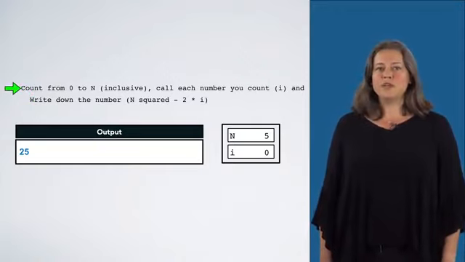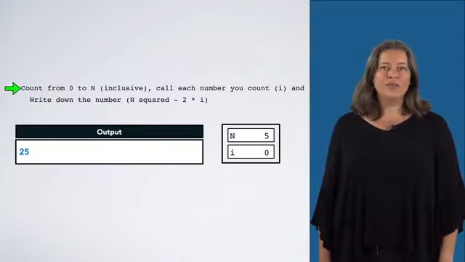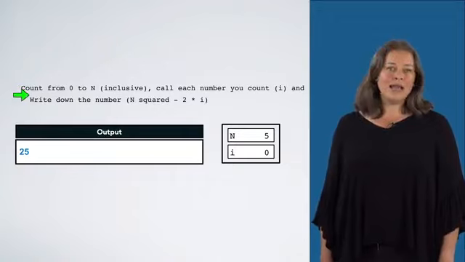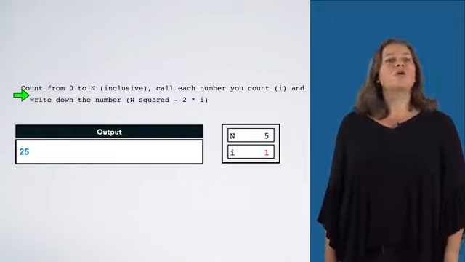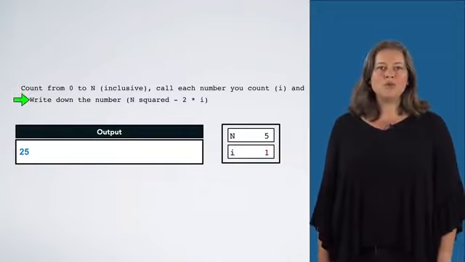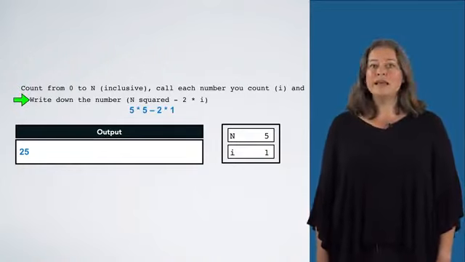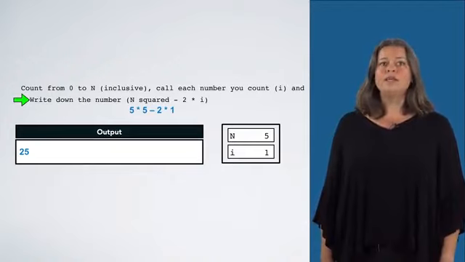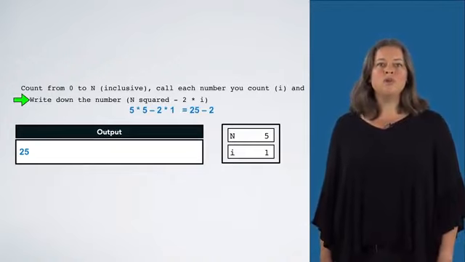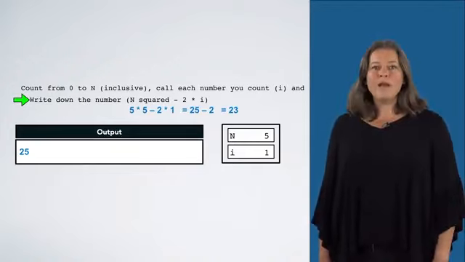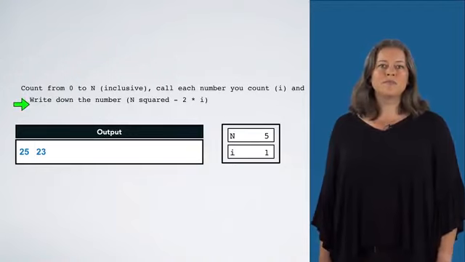Now this process is going to repeat again and again. Now I is going to have the value 1. Once again, we're going to compute n squared minus 2 times I. This is the same as last time, except I has the value of 1. This is 25 minus 2, or 23. We write that to our output box.